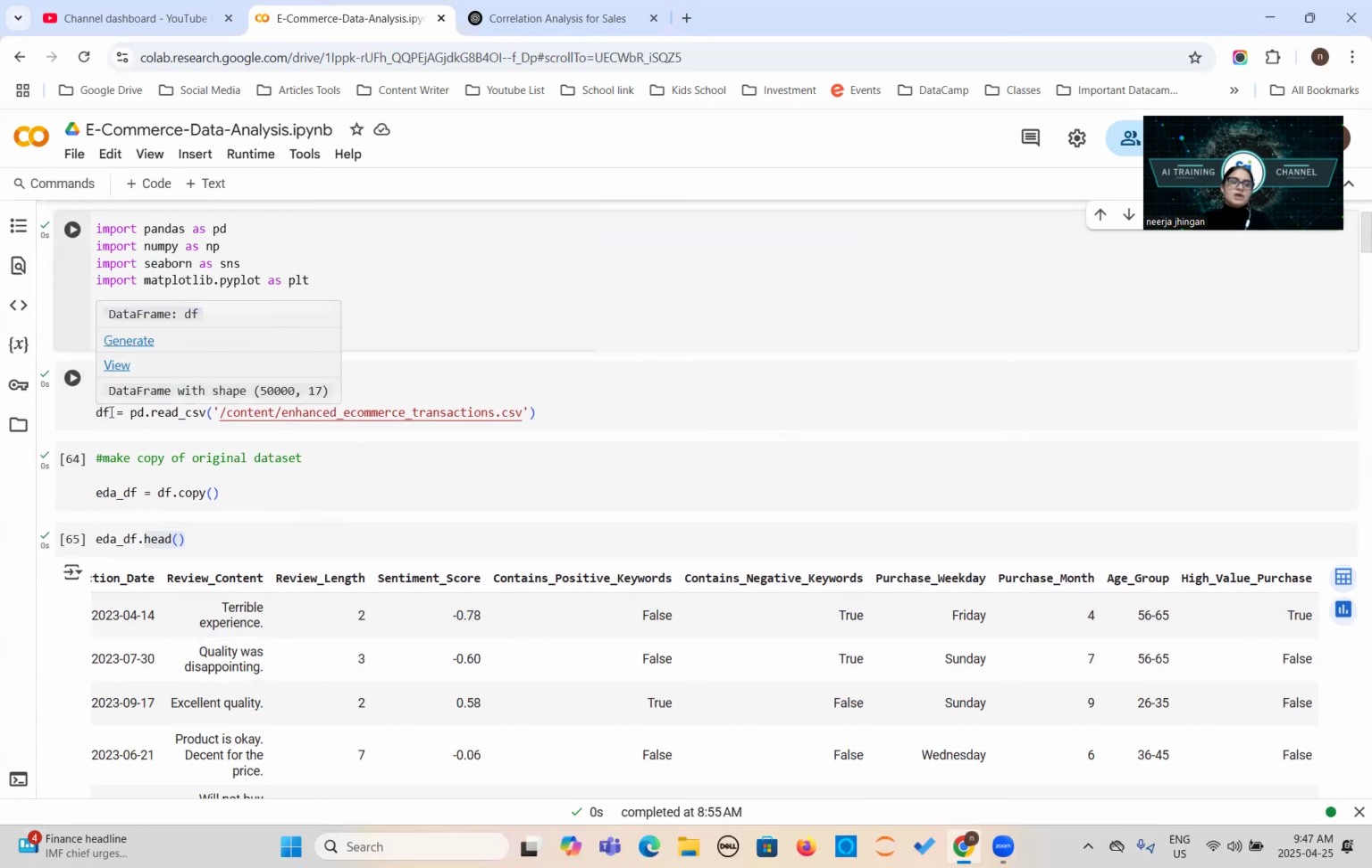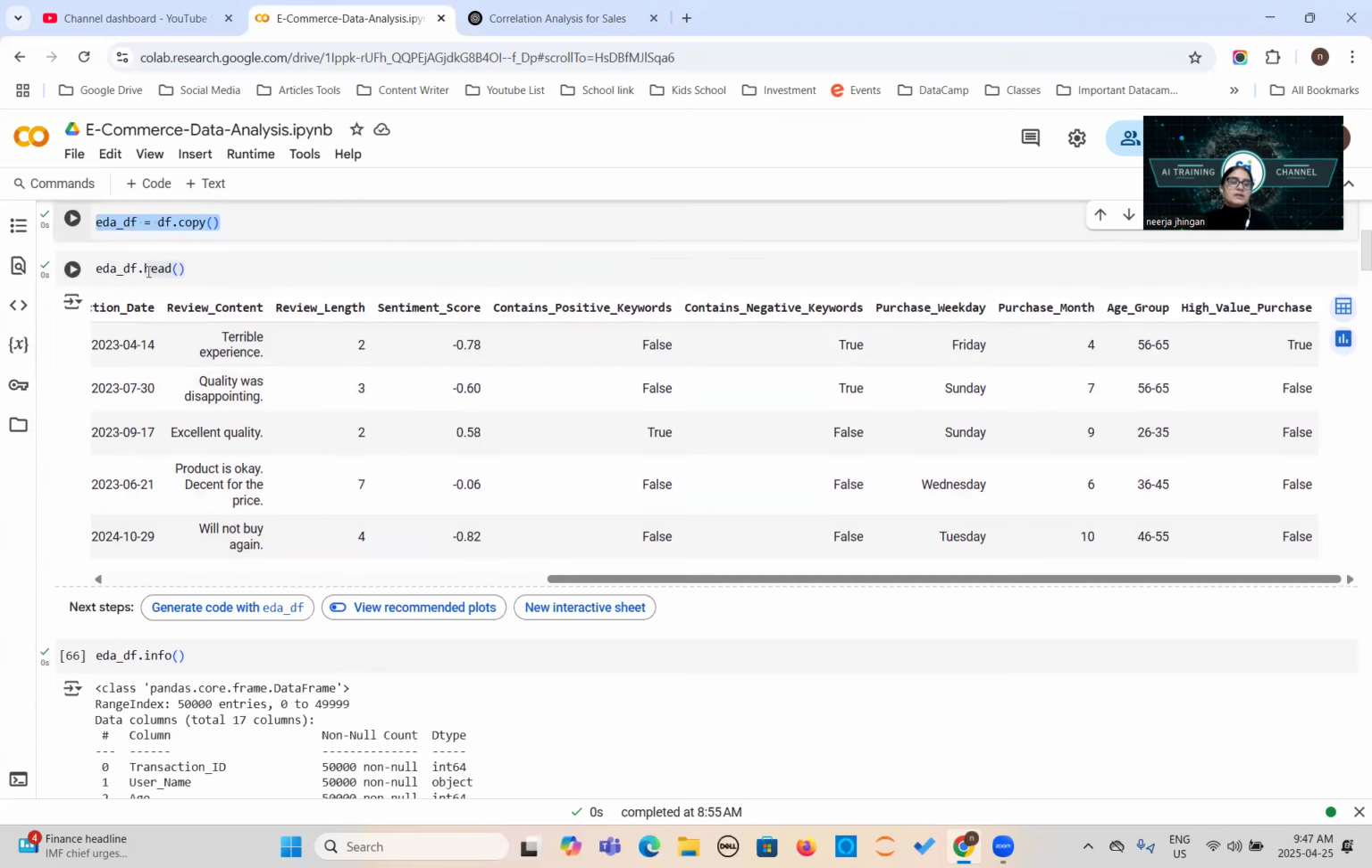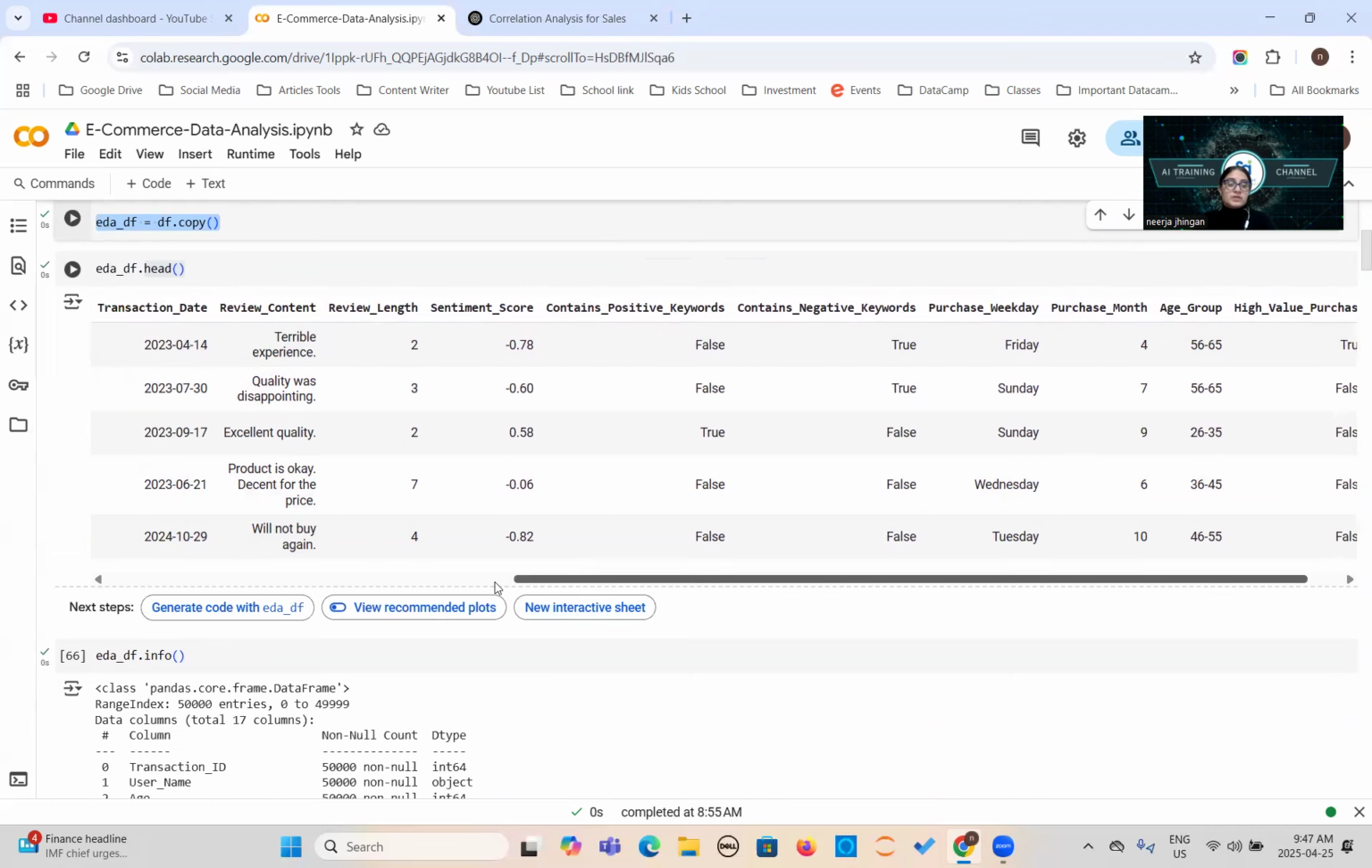And then we are loading the data set here. I'm using Google Colab, so I have set the path. If you're using your local environment, you need to set the path accordingly. And then we will make a copy of your original data set, because we don't want to make any changes in your existing data set. Okay. And then here we are showing, using the head method, the top 5 records of your e-commerce sales data set.